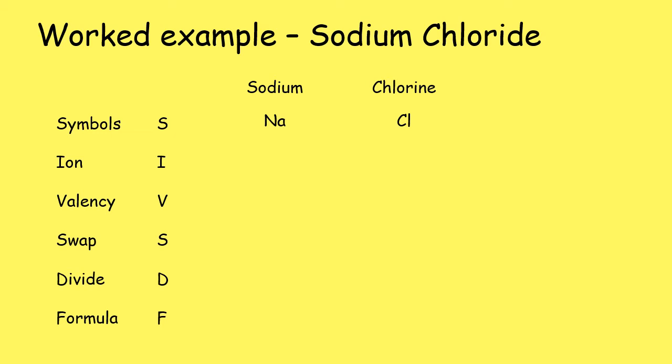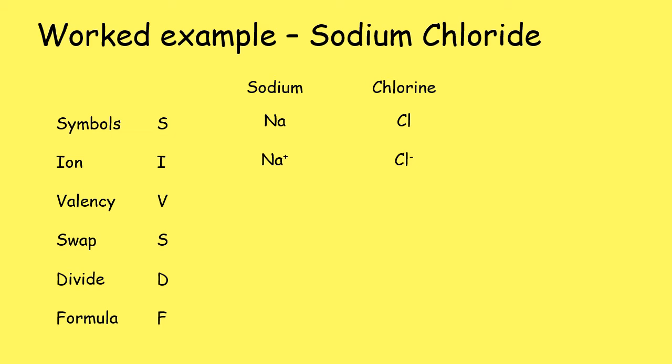Sodium is in group 1. When metal atoms become metal ions, they lose electrons. Sodium has 1 electron in its outer shell, and so it's going to lose 1 electron, and that means it's going to gain a positive charge. Chlorine is in group 7. It wants to gain 1 electron. And so when it gains 1 electron, it becomes a negative charge. So we have Na+ and Cl-.